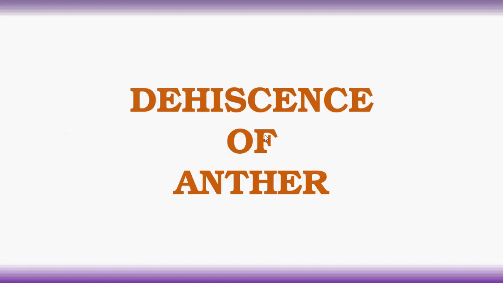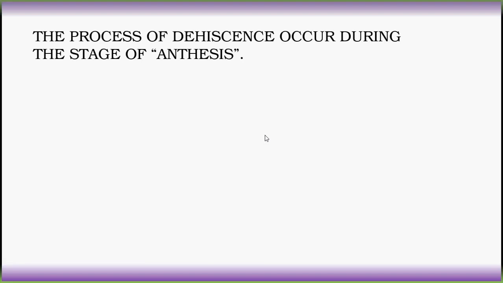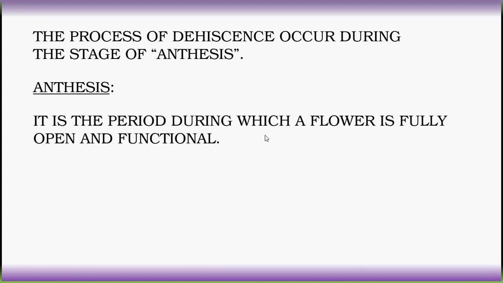Dehiscence of anther. The process of dehiscence occurs during the stage of anthesis. What is meant by anthesis? It is the period during which a flower is fully open and functional. That period is called anthesis.